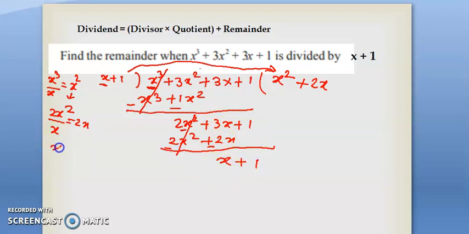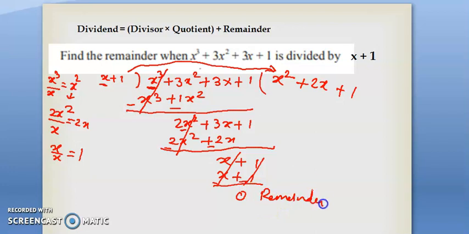Again this x will be divided by this, so we get 1, so we'll write here 1. So x, 1 into 1 will be 1. So this subtract this, then this got cancelled, answer is 0. So remainder in this case will be 0. So this is how we perform division for the quotient, for division of the polynomial.